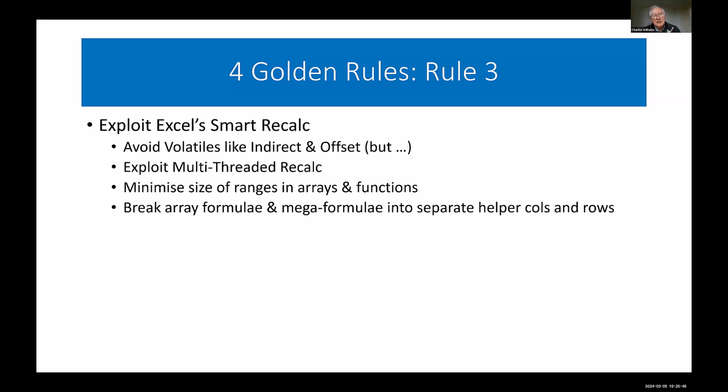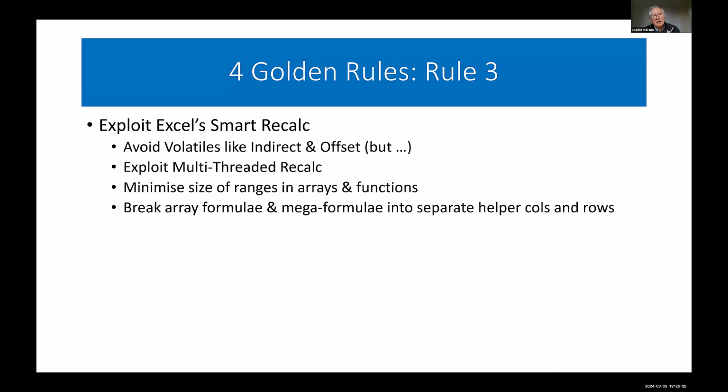Smart recalc is really important because it's one of the key Excel methods for speeding up your workbook calculations. So nasty things that are volatile functions like INDIRECT and OFFSET and so on mess up the smart recalc. They force all volatile formulas to be recalculated. OFFSET, on the other hand, is actually a very fast function. And so sometimes it's a good method to use rather than trying to do some more complicated thing.